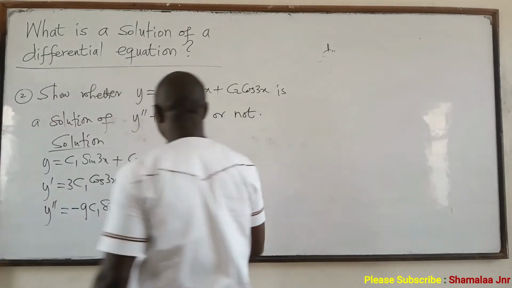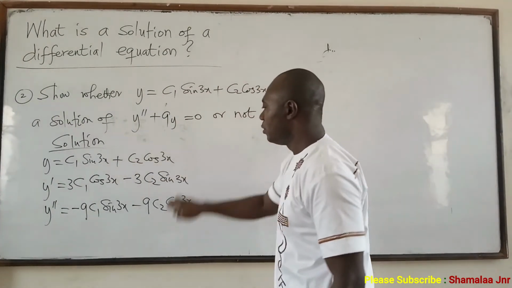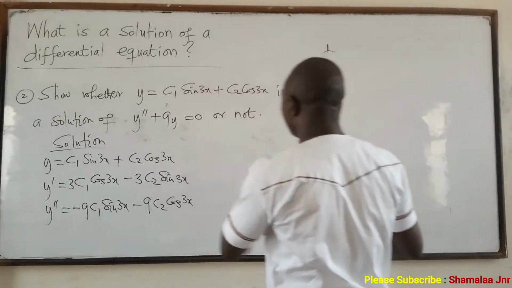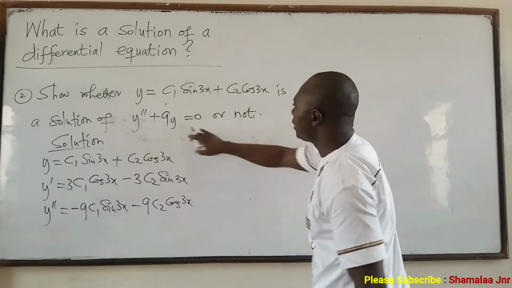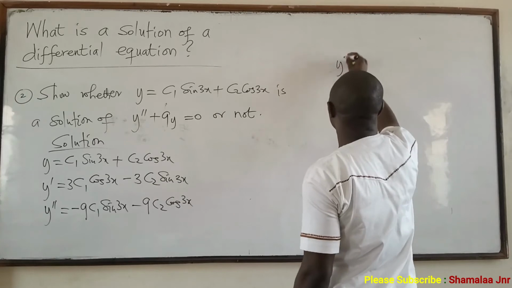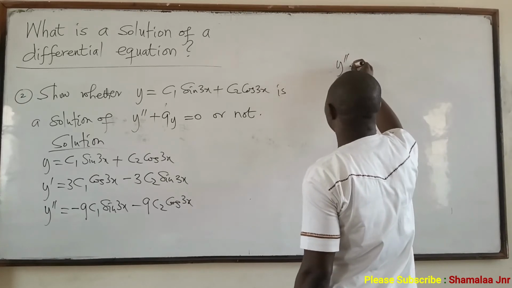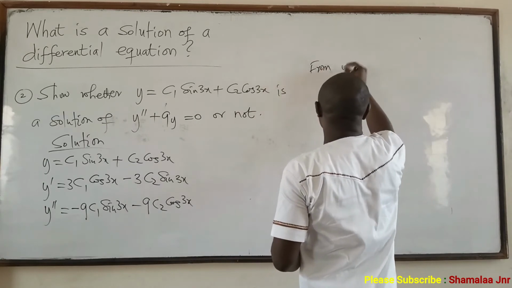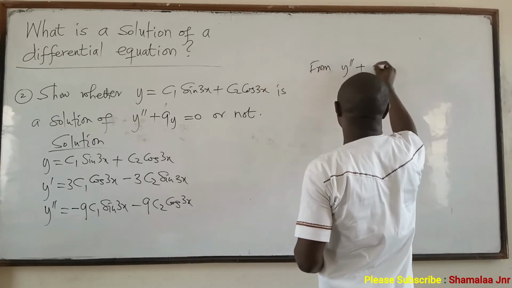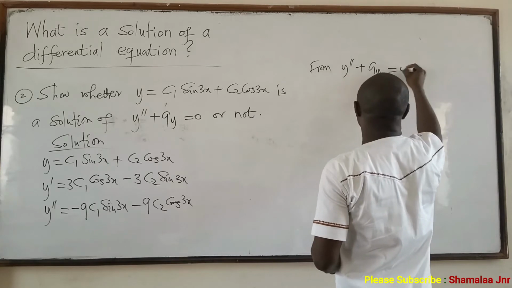Now let's do the substitution. This is the equation you have been given. So let's do the substitution. So you can say that this is the differential equation. You can say that from y prime prime plus 9y is equal to 0.